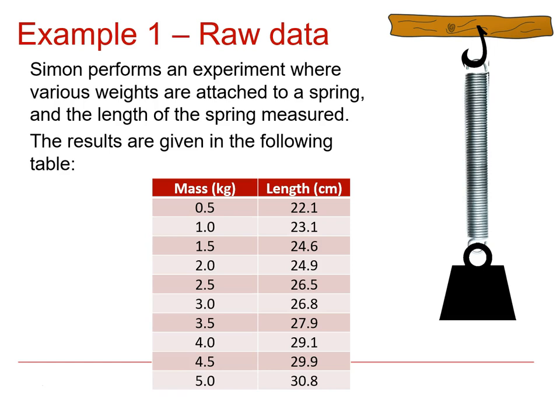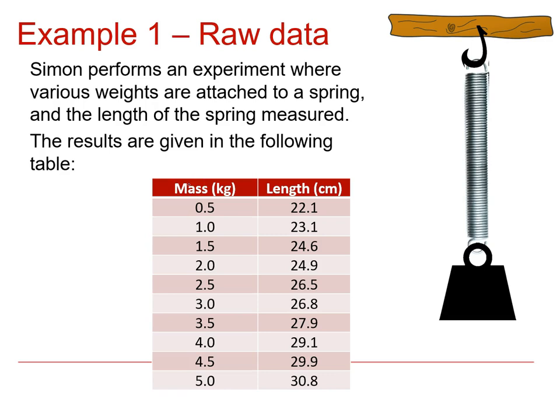Example 1 has raw data. So Simon performs an experiment where various weights are attached to a spring and the length of the spring measured. The results are given in the following table. Those of you who have done mechanics may recognize this as a Hooke's law experiment.